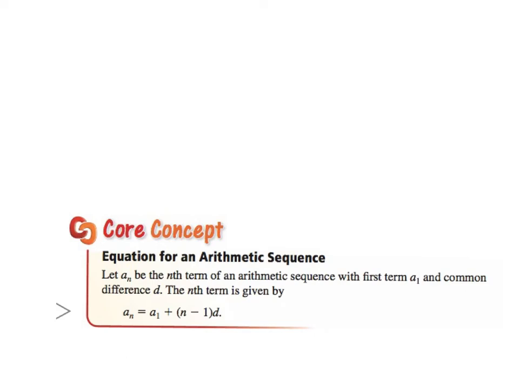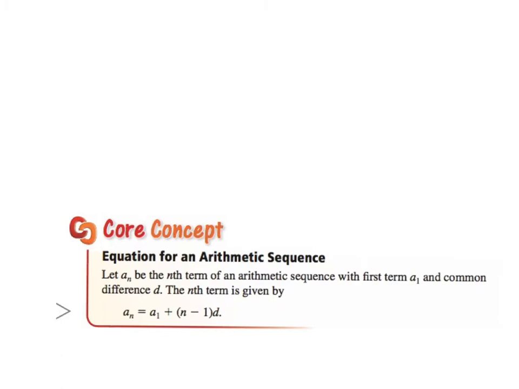And here it is. If we let a sub n be the nth term of the arithmetic sequence with the first term a sub 1 and the common difference d, the nth term is given by this. a sub n equals the first term a sub 1 plus n, which is the position, minus 1, multiplied by d, the common difference. Now, there's something you should note about this.